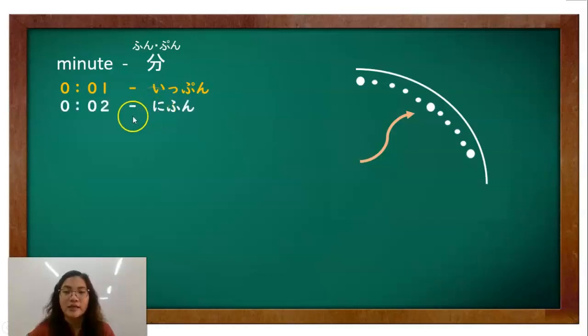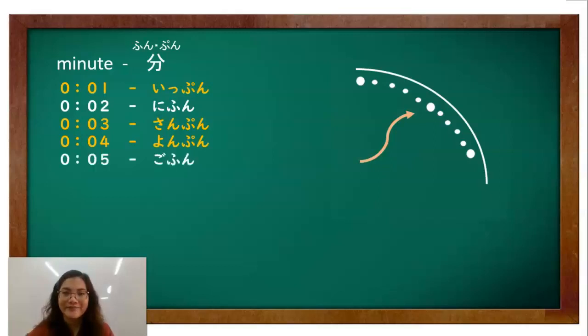Next, two is nifun. Three minutes is sangpun. Four is yongpun. Five is gofun. Six is ruppun.